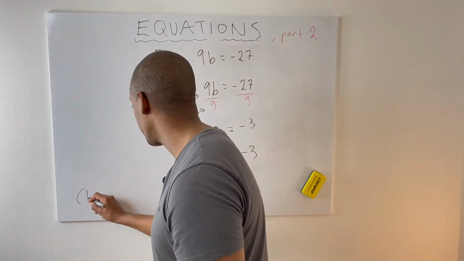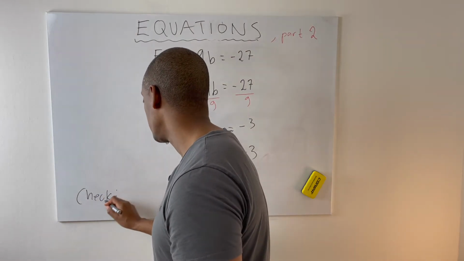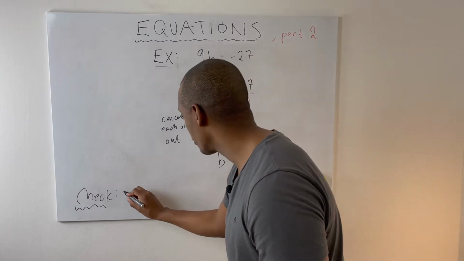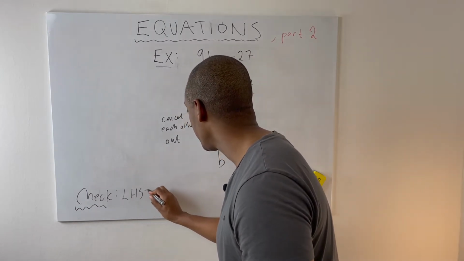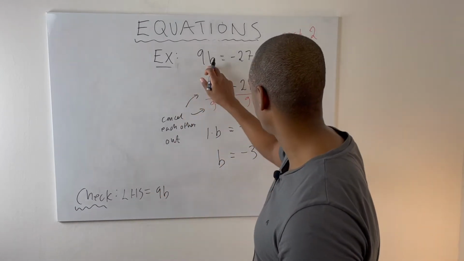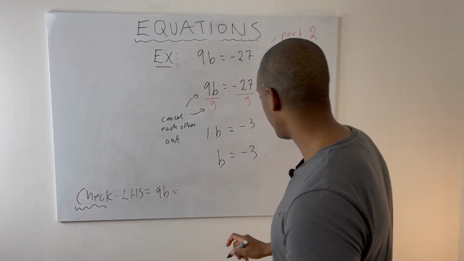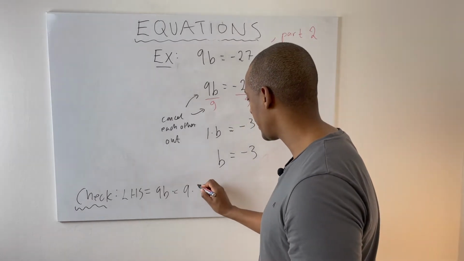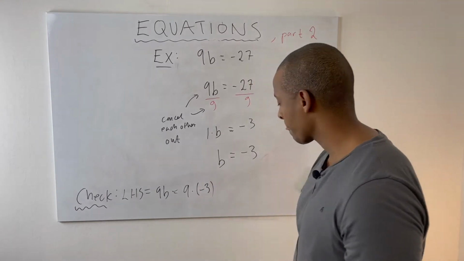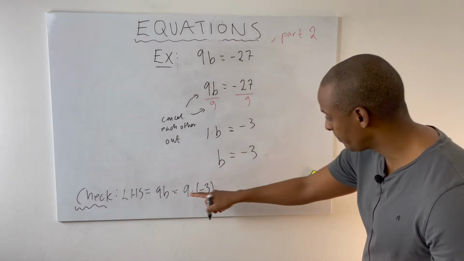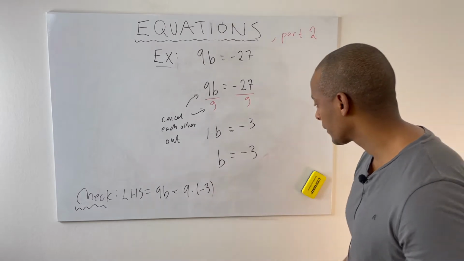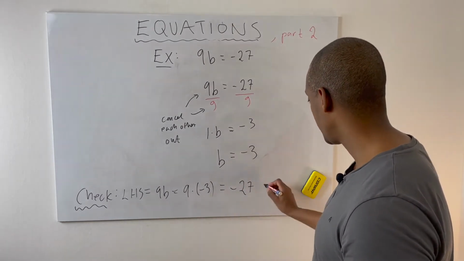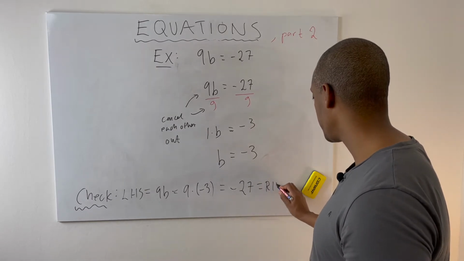Let's do our check to make sure we don't make mistakes. We don't want to make any mistakes here, guys. So the left hand side was equal to 9b, right? Well, now we said that b is equal to minus 3. So we have 9 times minus 3. All right, instead of writing b here, I wrote minus 3. Well, that is equal to minus 27, right? Which is equal to the right-hand side of the equation.